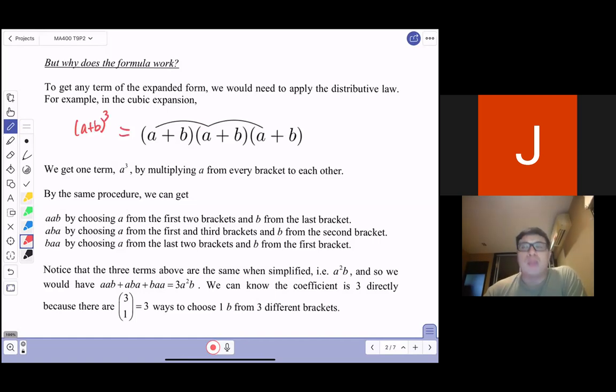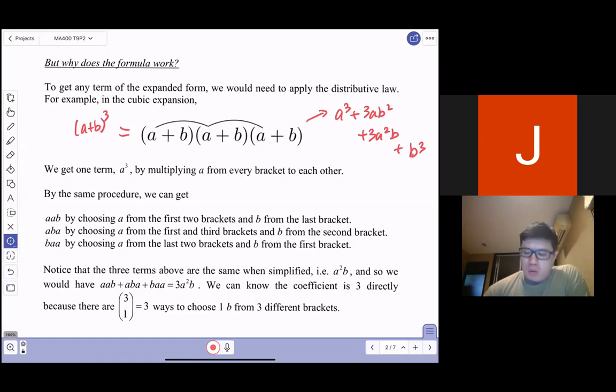I need to apply the distributive law. When you apply it, you get a cube plus 3ab square plus 3a square b plus b cube, so coefficients 1, 3, 3, 1. Why do I only have a coefficient of 1 for a cube? Because to get a cube, there's only one way.